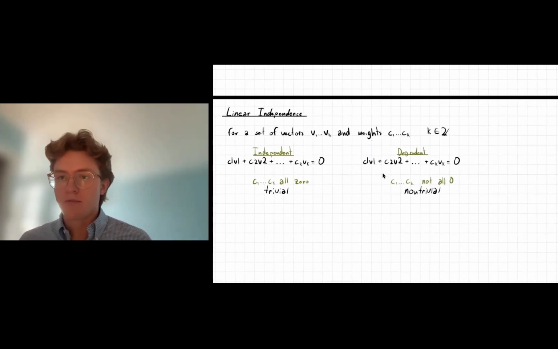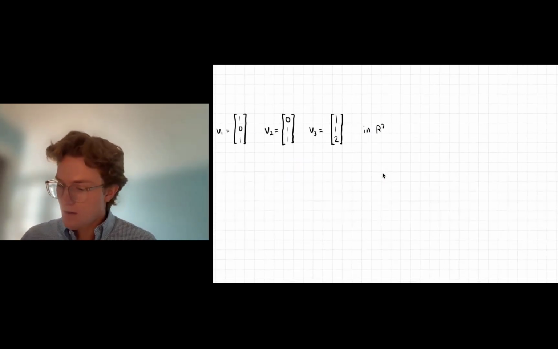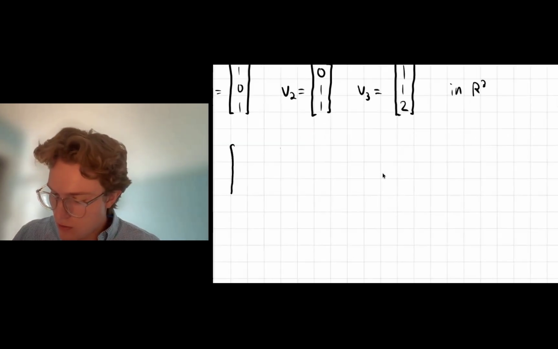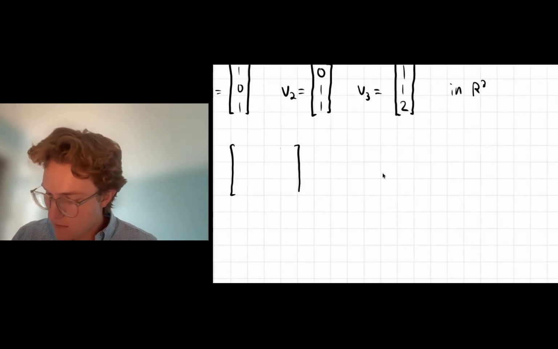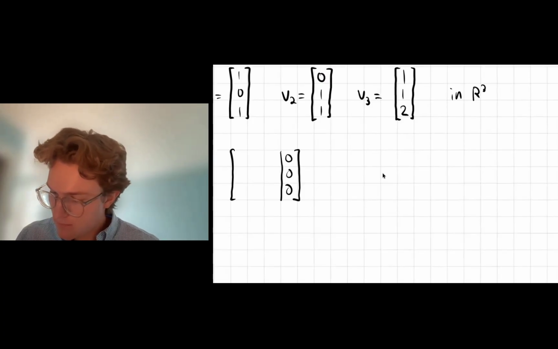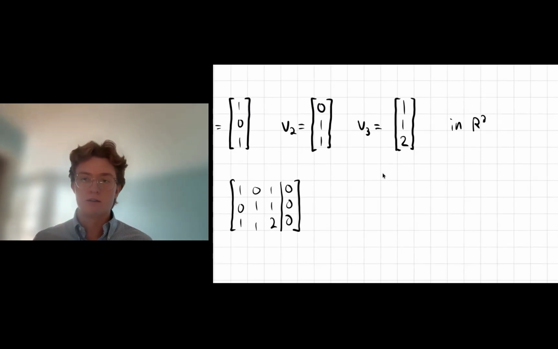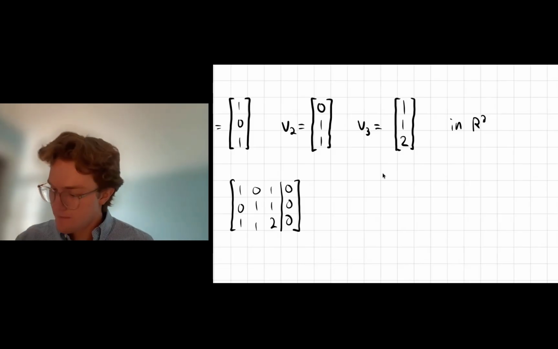So let's work through an example to see how this looks. Say we have these three vectors, and we're going to put them into an augmented matrix equal to zero at the end. So 1, 0, 1, 0, 1, 1, and 1, 1, 2. We'll reduce it down to reduced row echelon form, which we can then use to see whether all the weights need to be zero, or at least one of them is non-zero, which means it's non-trivial, which means it's linearly dependent.